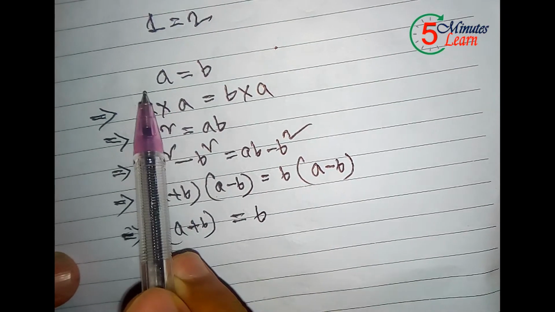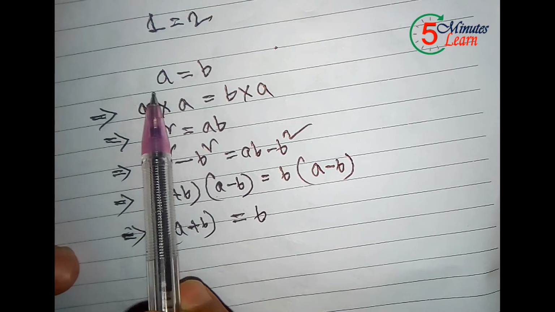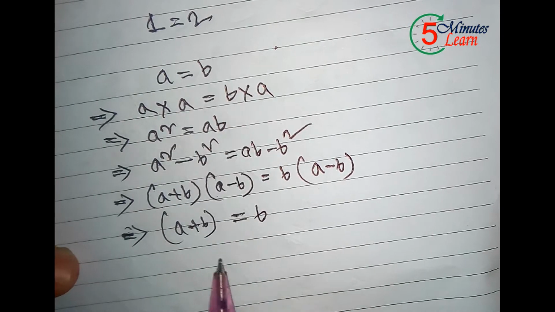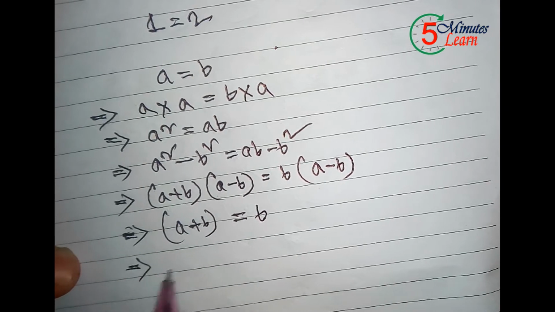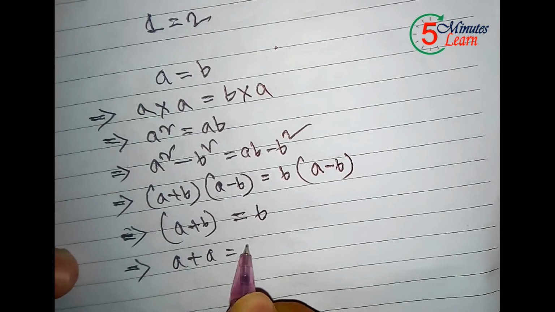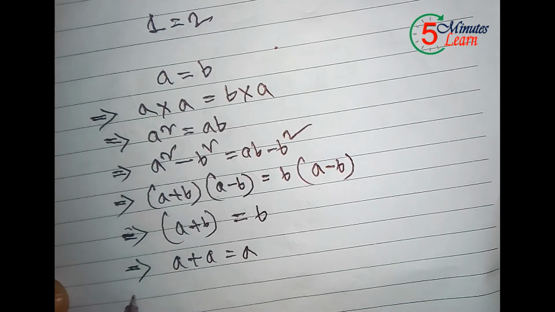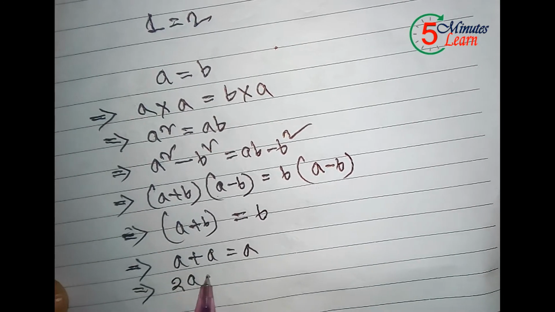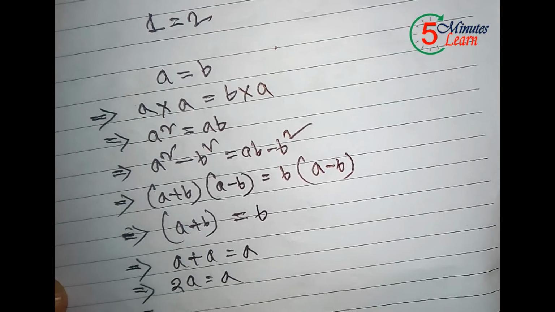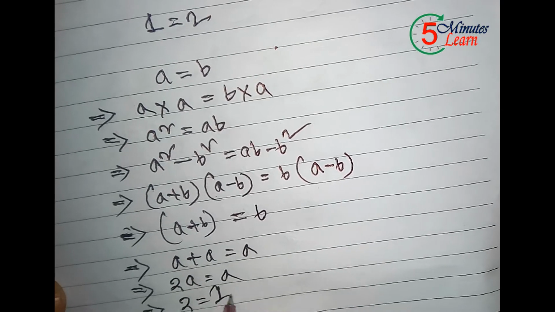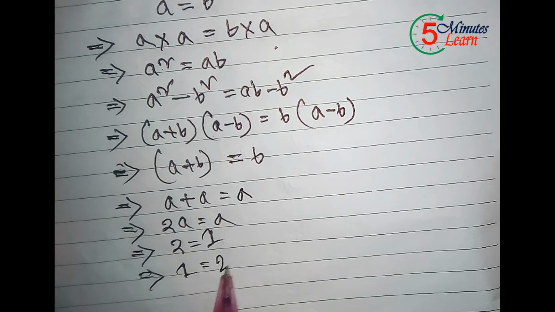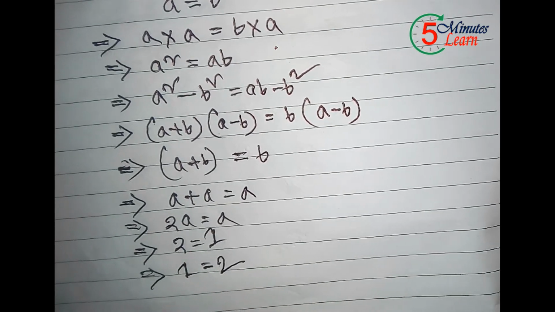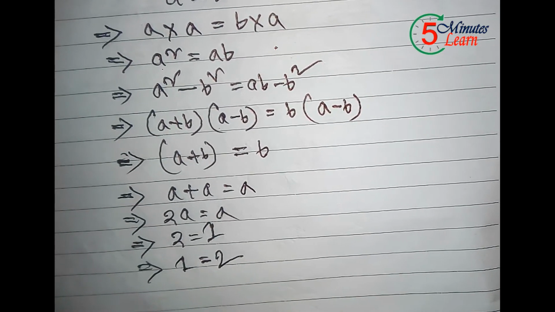As we took in the first step A is equal to B, we can write A in the place of B. So A plus A is equal to B, so the equation is twice A is equal to A, and then we can write 2 is equal to 1. So 1 is equal to 2. This is how we can prove 1 is equal to 2.